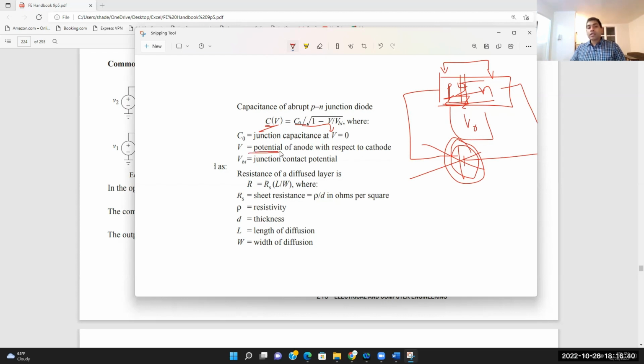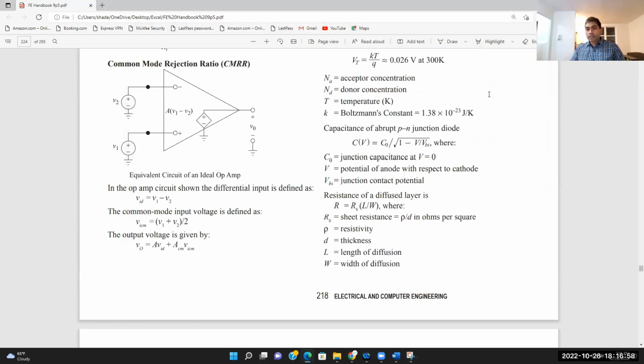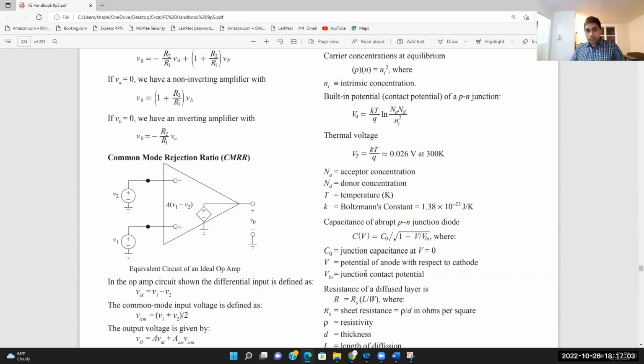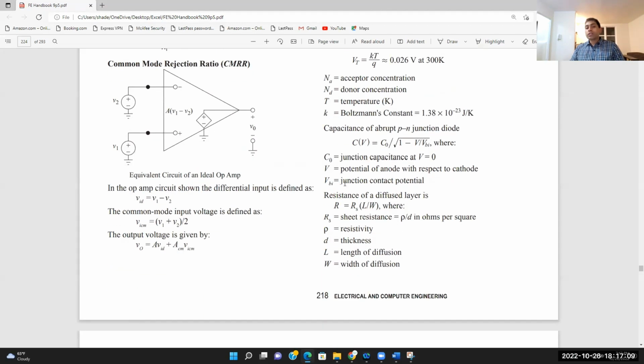This one is the potential of the anode with respect to the cathode. This is, in a subtle way of saying, the potential that you apply. So this is the capacitance when no voltage is applied. This is the capacitance when you're applying a voltage to it. And V_BI is the junction contact potential. This voltage would actually be given to you. So V_BI is nothing but the junction contact potential.